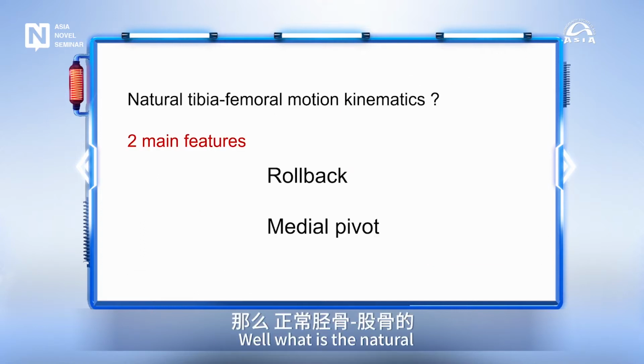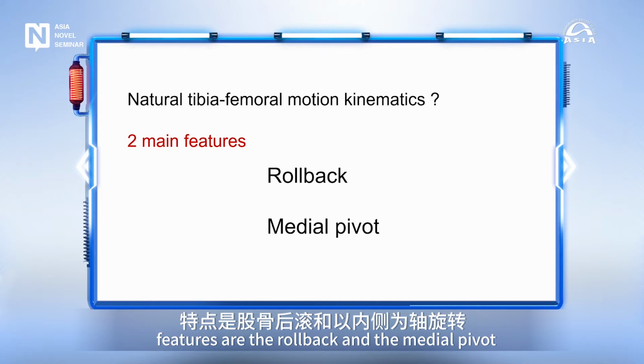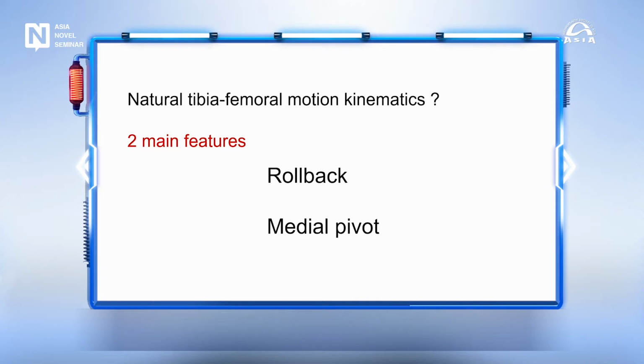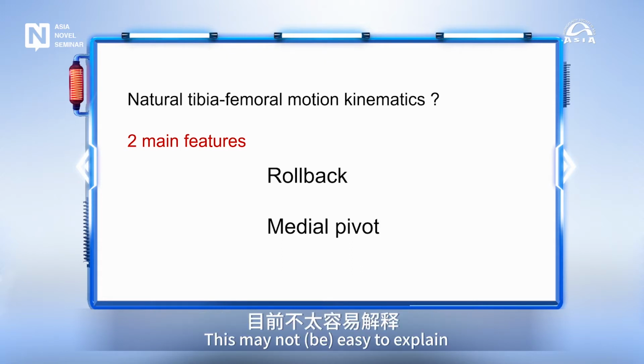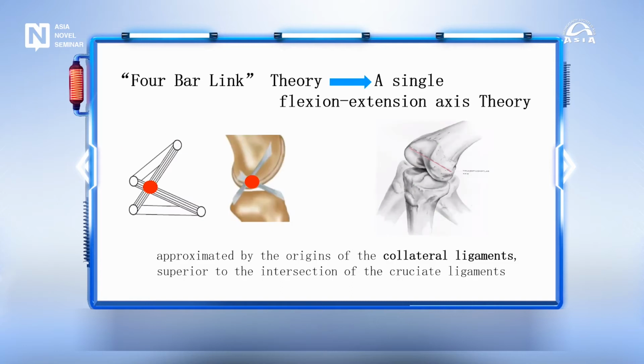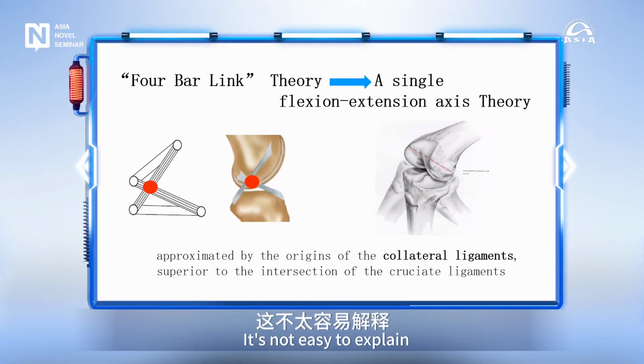What are the features? They are the lateral roll-back and medial pivot. And where is the knee motion axis? This may not be easy to explain.